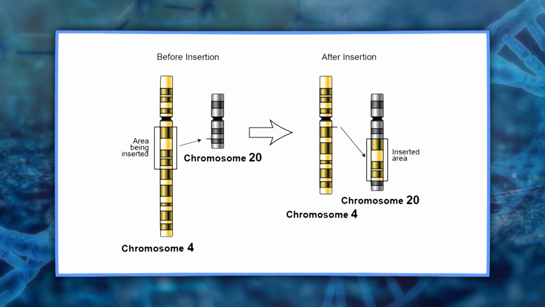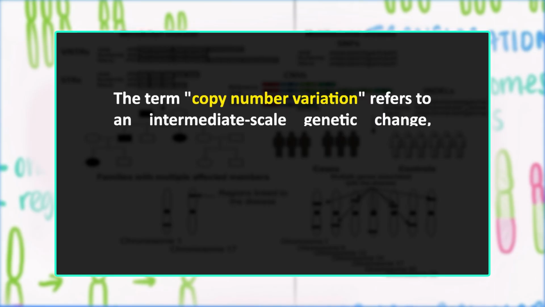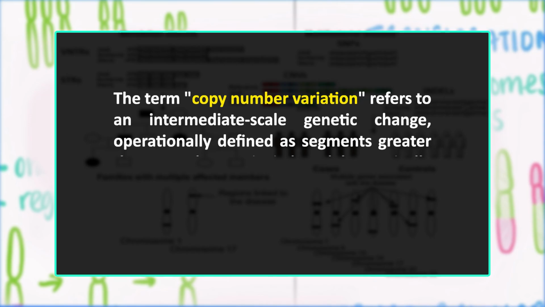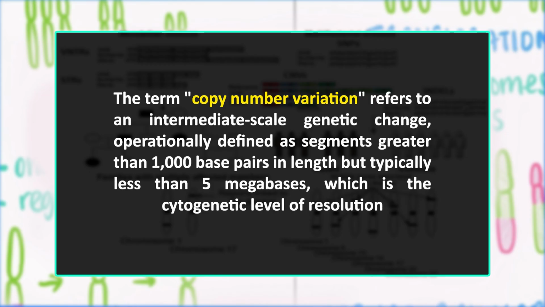Analysis of individual human genomes has revealed an unexpected amount of variability in human populations. The most common form of genetic variation involves small changes in the genetic code that alter a single base pair. Other types of mutations range from small insertions to large chromosomal rearrangements that can be detected cytogenetically using a microscope. So copy number variation refers to an intermediate scale genetic change, operationally defined as segments greater than 1000 base pairs in length but typically less than 5 megabases, which is the cytogenetic level of resolution.